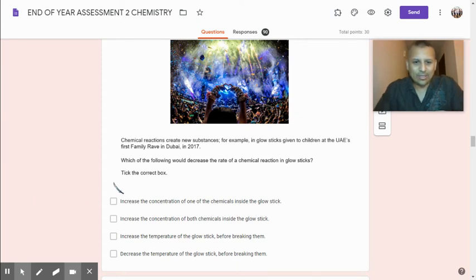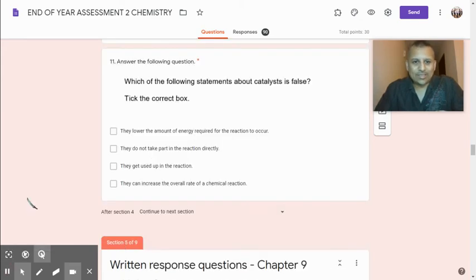But in this particular one, the question was asking which of the following would decrease the rate of reaction. So the last response was the correct response. Decreasing the temperature of the glow stick before breaking them would decrease the rate of the chemical reaction. Catalysts do not get used up in the chemical reaction, so the third response is the false one. The other three are true.